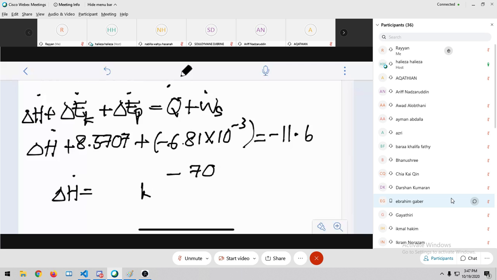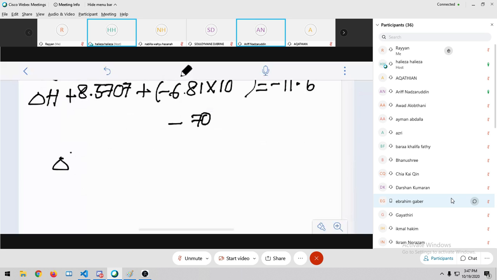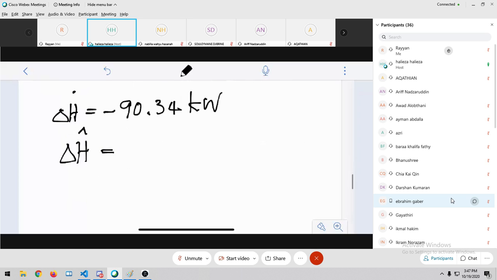Let me rewrite that. Negative 90.344 kilowatt. Okay, that's the answer. The question asked to calculate the specific enthalpy, but this is not specific. Specific enthalpy is like this. Remember just now, the unit for specific enthalpy is joules per kilogram, isn't it?